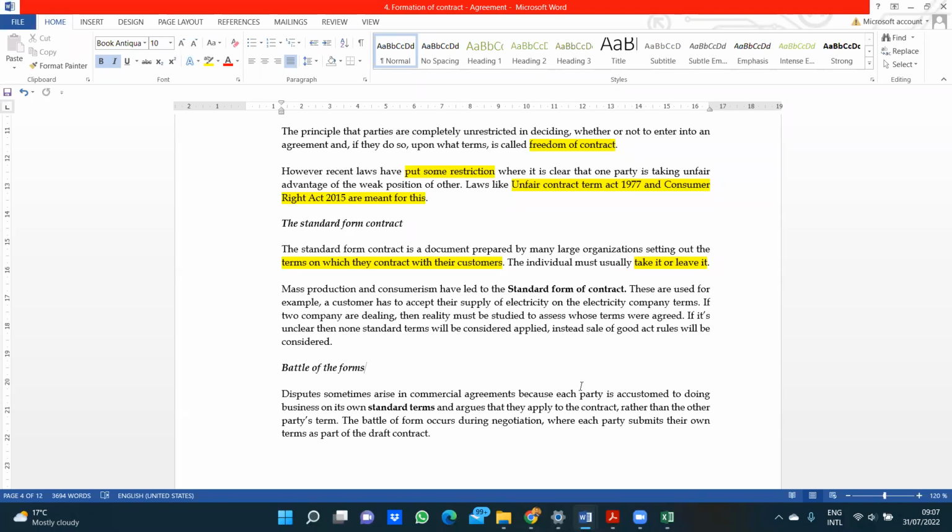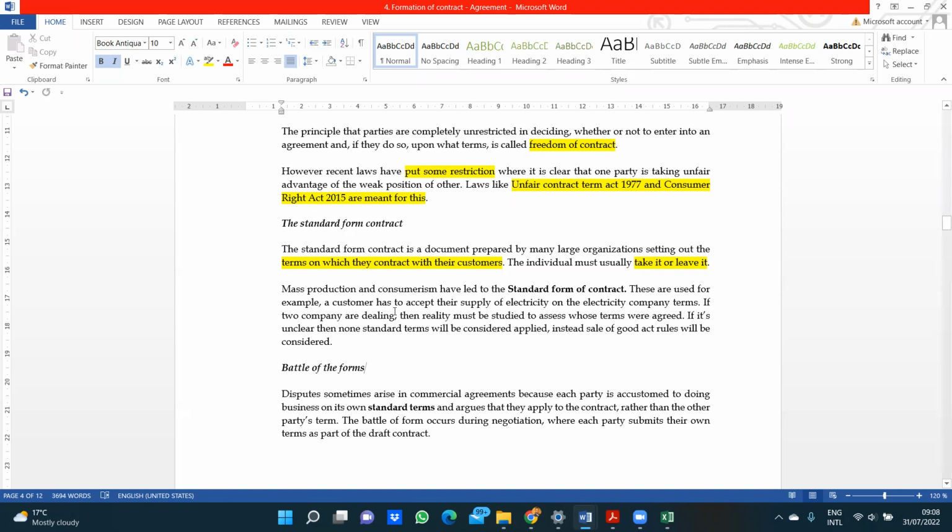The individual has just to take it or leave it. There are no negotiations here. The terms of the contract here are generic. Mass production and consumerism have led to the standard form of contract. They are used, for example, when a customer has to accept the supply of electricity on the electricity company's terms. In England, there are many companies supplying electricity, but you have to accept the company's terms. There are no negotiations between the parties. You either take it or leave it.